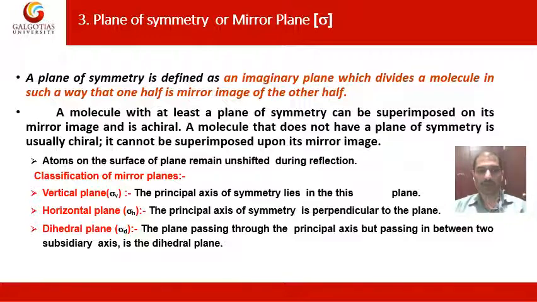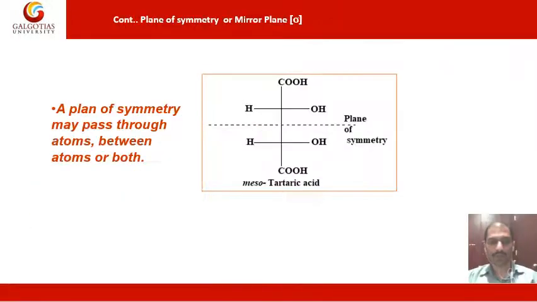They can be classified on the basis of the vertical plane, in which the principal axis of symmetry lies in the plane, and in case of the horizontal plane the principal axis of symmetry is perpendicular to the plane. In case of the dihedral plane, the plane passes through the principal axis but in between the subsidiary axes. Now here you can see a plane of symmetry may pass through atoms, between atoms, or both. So here you can see a plane is going to be passed.